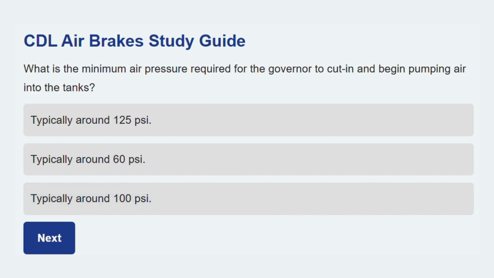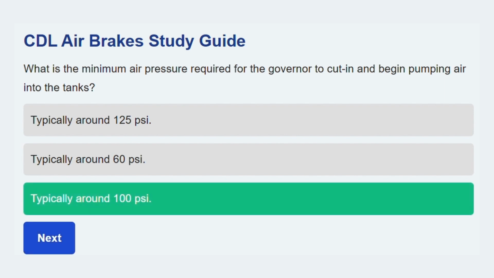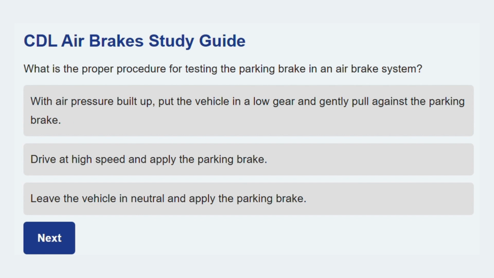Moving on to this, what is the minimum air pressure required for the governor to cut in and begin pumping air into the tanks? Typically around 100 psi. This ensures the compressor restarts before the air pressure gets too low for safe operation.